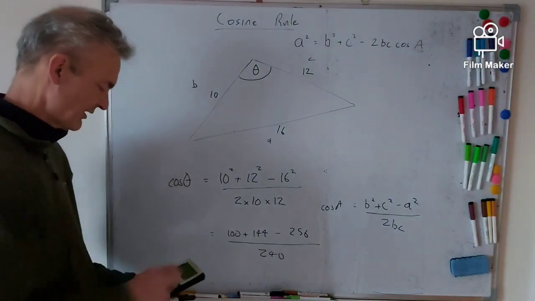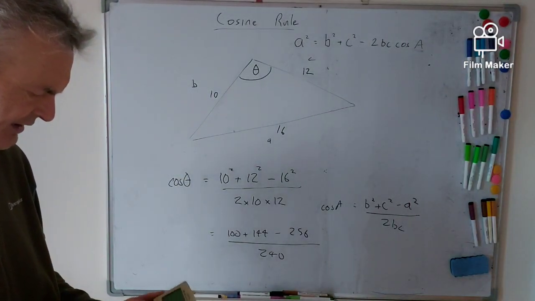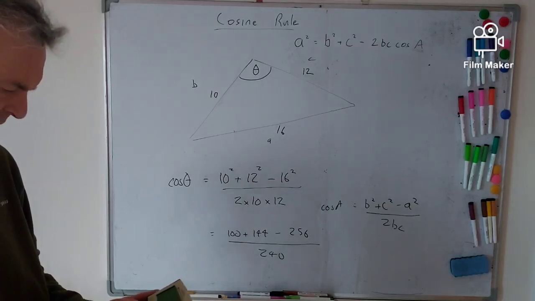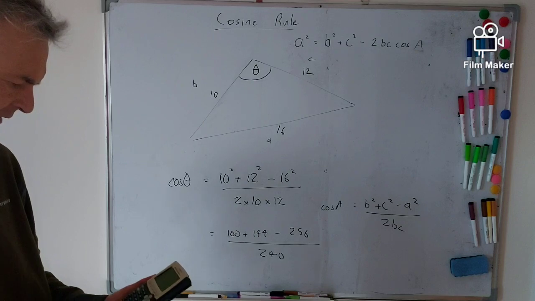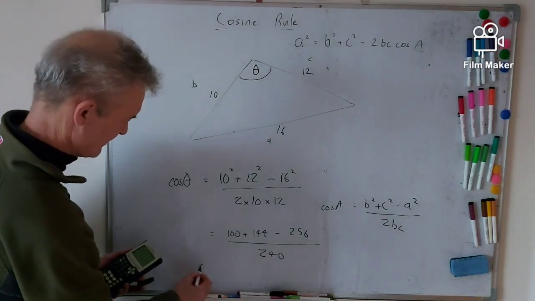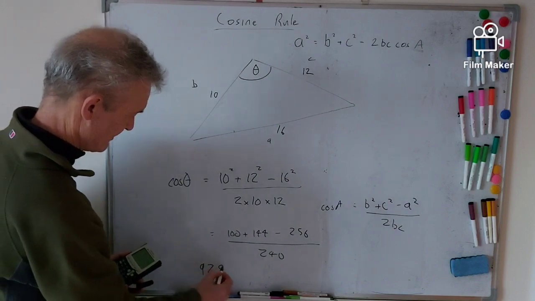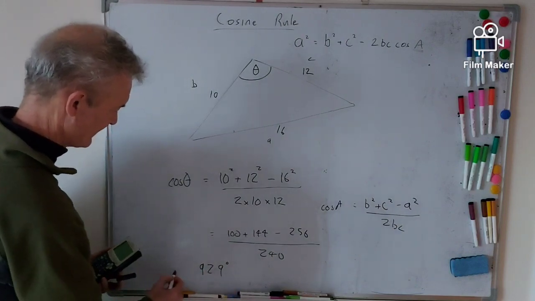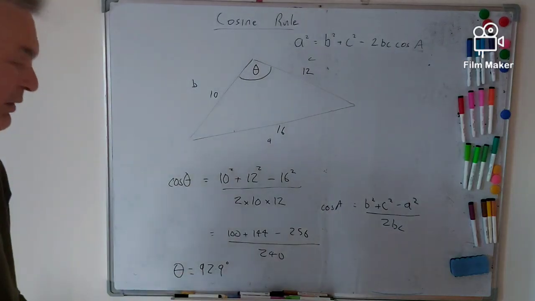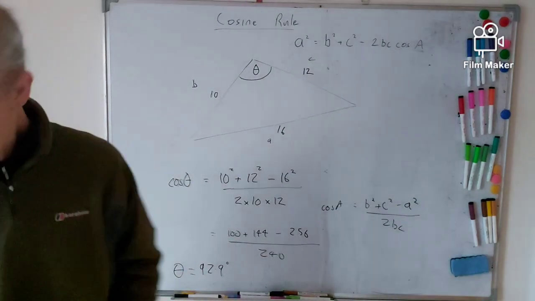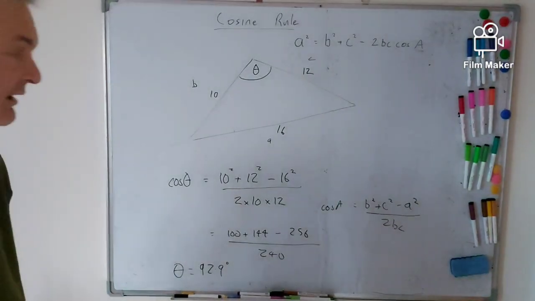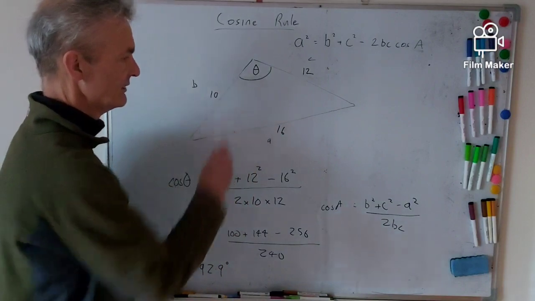that into a cosine. We're going to go second function cos, and we're going to put the answer in there, and that gives us 92.9 degrees. Okay, so theta is 92.9 degrees. Okay, so that's how you use the formula to get an angle.